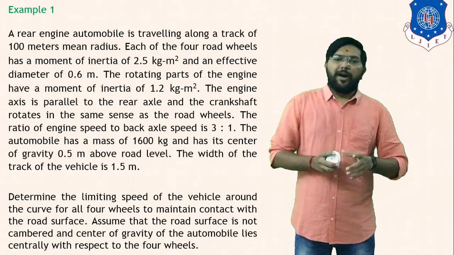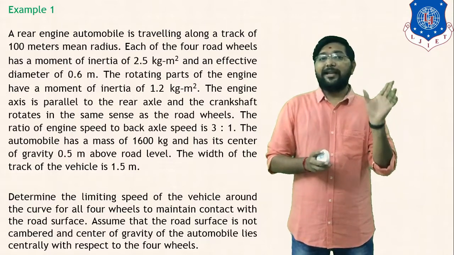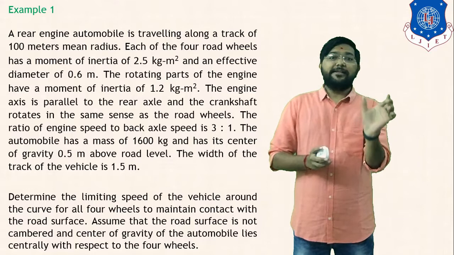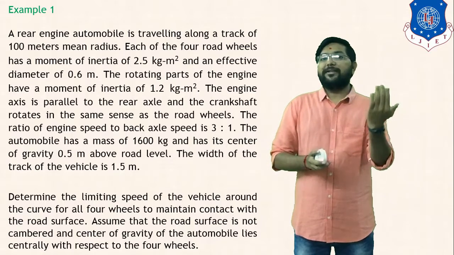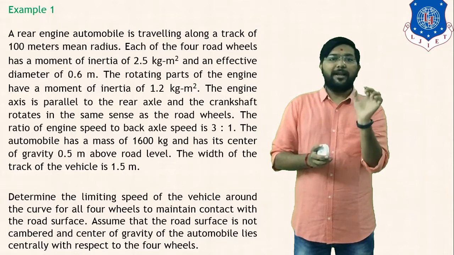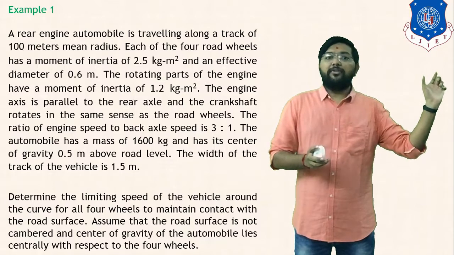A rear engine automobile is travelling along a track of 100 meter. Now you all know what the track width is. It is the distance between the front two wheels of the car. Whenever you visualize the car from the front view, the distance between the front two wheels is called the width of track.